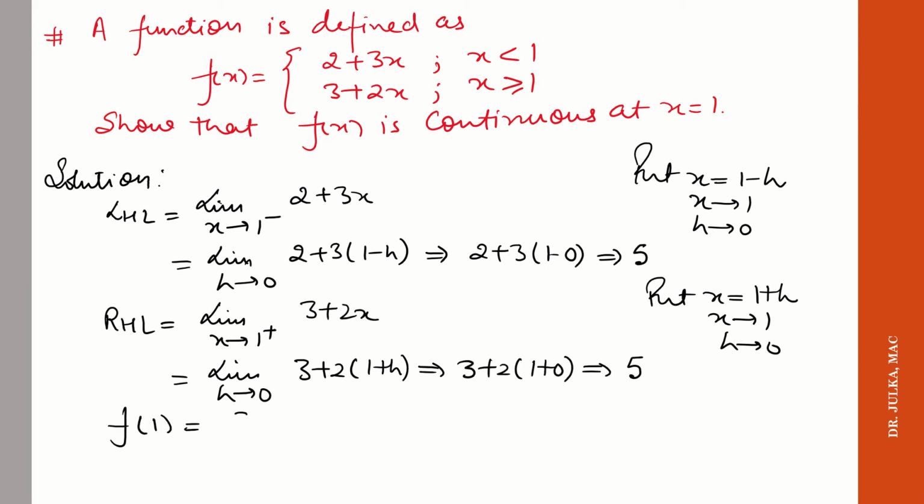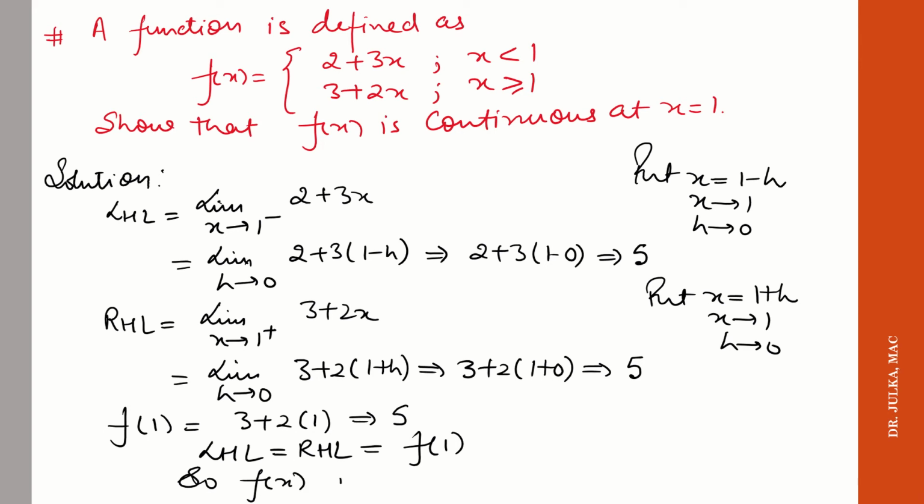And the value of function at 1, for x equal to 1, is 3 plus 2x. So replace x by 1, we'll get 5. Here left hand limit equals right hand limit equals value of function at 1. So function is said to be continuous at x equals 1.